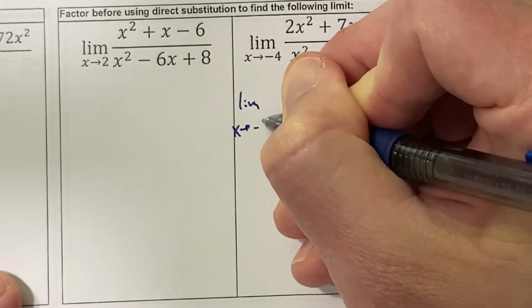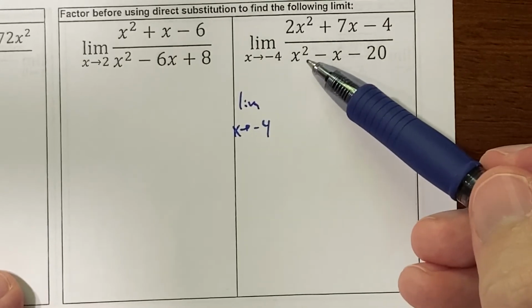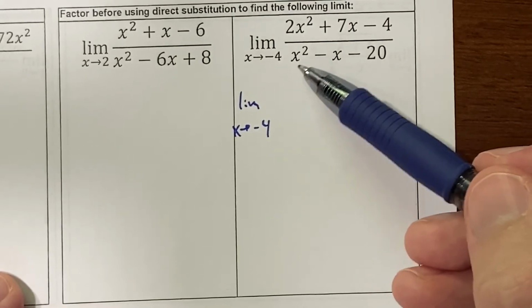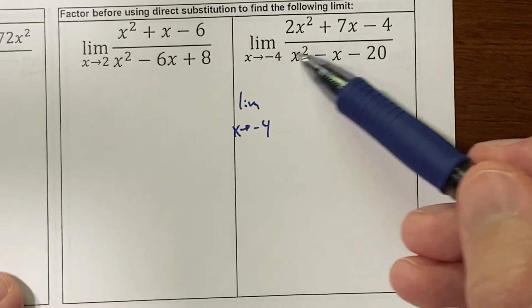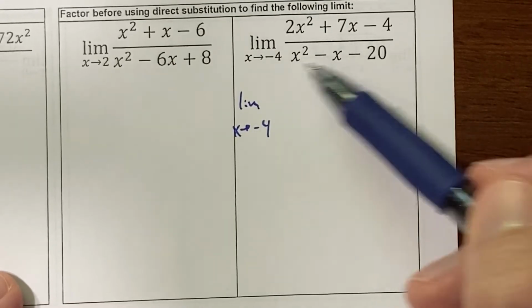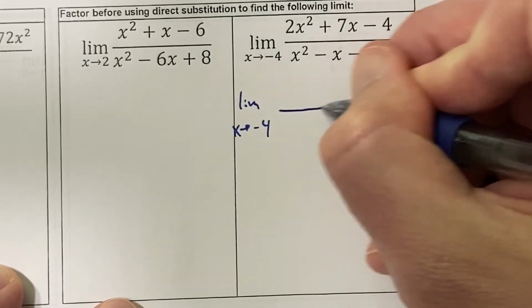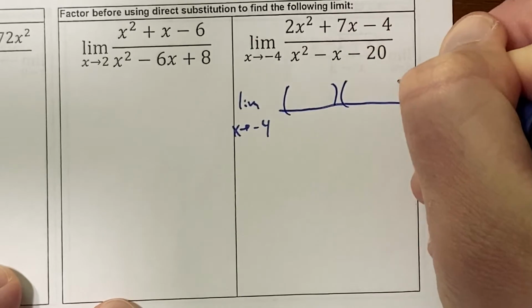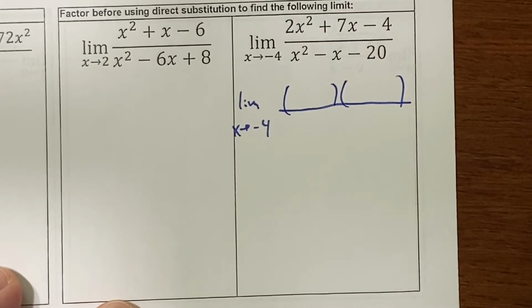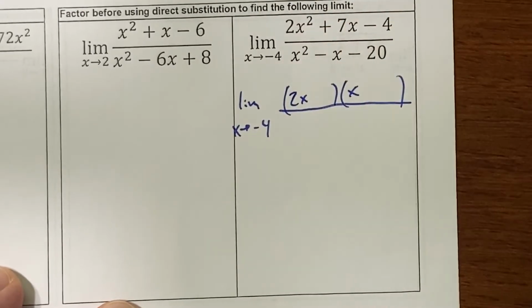Limit as x approaches negative 4. So before we really start, if I were to take negative 4 and plug it in, that would be 16 plus 4 would be 20, minus 20 would be 0. That's a problem. My denominator can't equal 0, so we have to factor. Let's factor up top. If you need to use the box, you can use the box. If you can, it really helps that 2 is prime.